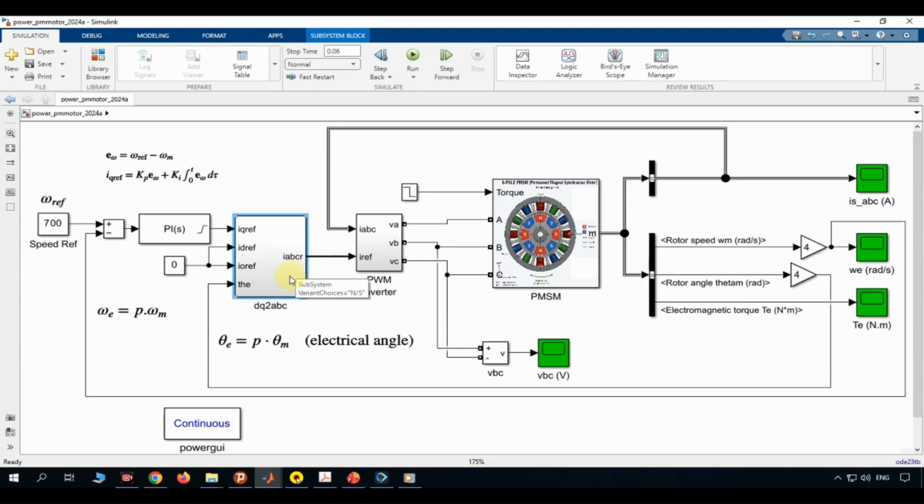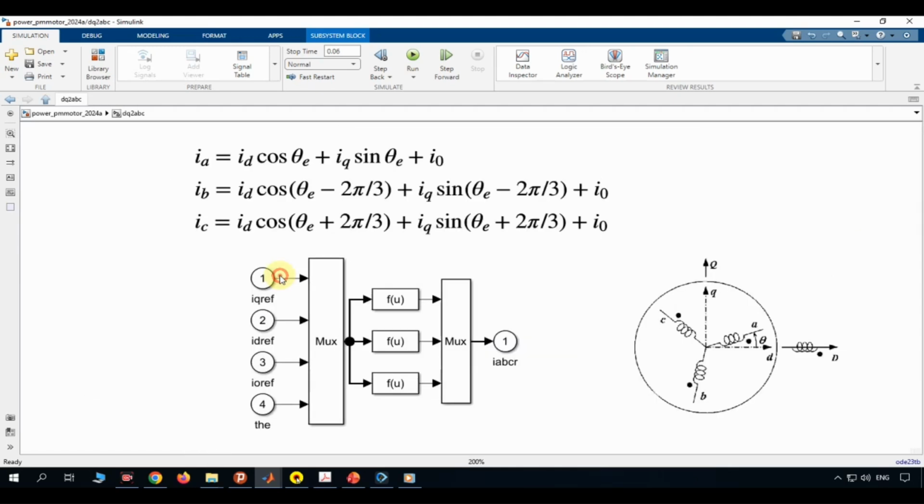Now we hit the subsystem labeled DQ2ABC. This is where the magic of vector control happens. In the physical world, the motor has 3 stationary windings, phase A, phase B, and phase C. But in the control world, we think in terms of a rotating DQ reference frame attached to the rotor magnet. The PI controller gave us commands in that rotating world, IQ-ref, ID-ref, and a zero sequence component, IO-ref.